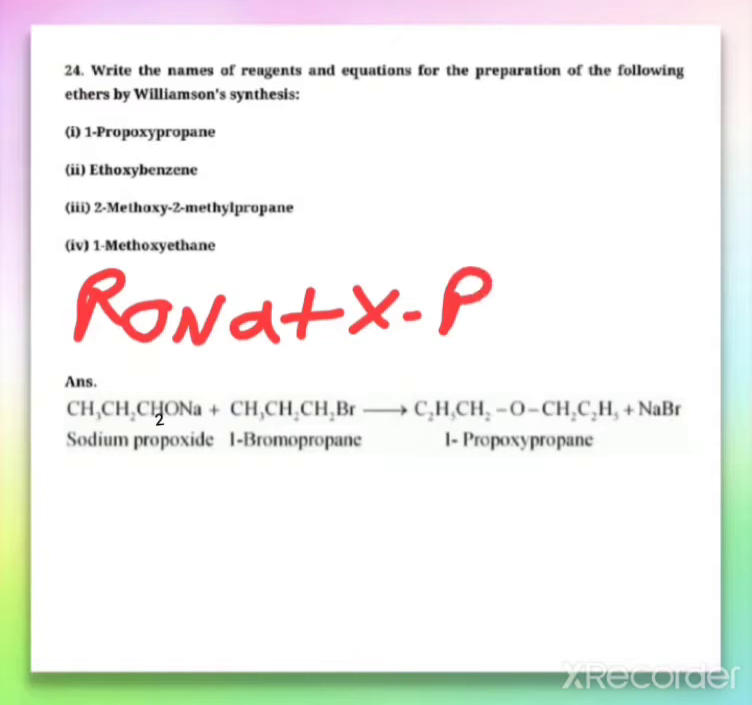So first write down the equation for Williamson synthesis, that is RONa plus XR gives ROR. When you look at the product which is given to us, both the alkyl groups are the same. That means it is a symmetrical ether. So here in the general equation we can keep both as R. If we were keeping R dash, R dash means the alkyl groups are different. Here both the alkyl groups are the same, so we are keeping R.